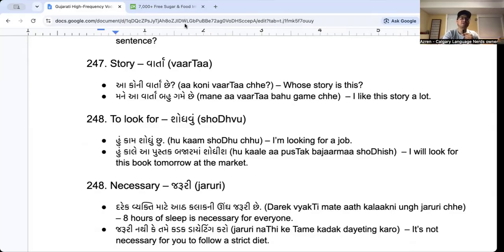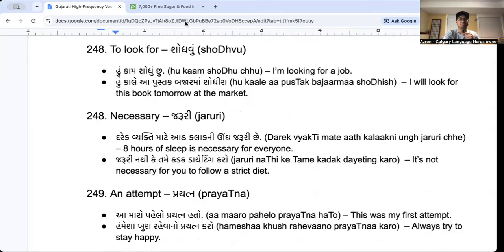If something is necessary in Gujarati, something is jaruri, right? So darek vyakti mate. Oh, hang on, I just noticed a mistake right here. દરેક વ્યક્તિ માટે 8 કલાકની ઊંઘ જરૂરી છે. This is a bit of a longer sentence. Vyakti is not a word we've seen yet. Although actually, I could throw it in earlier. Vyakti is another word for person.